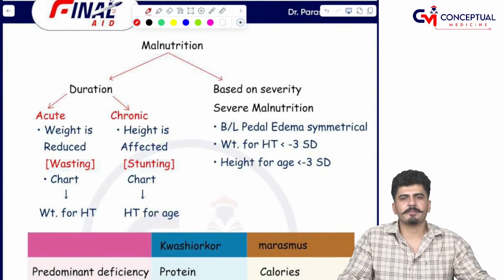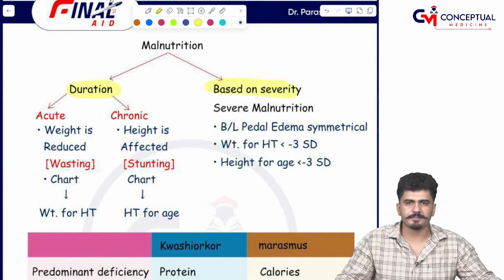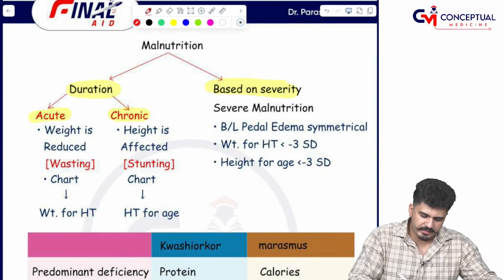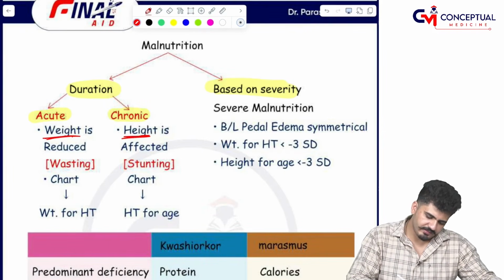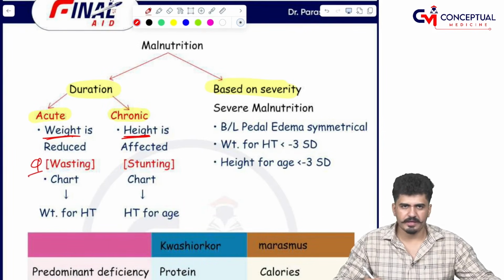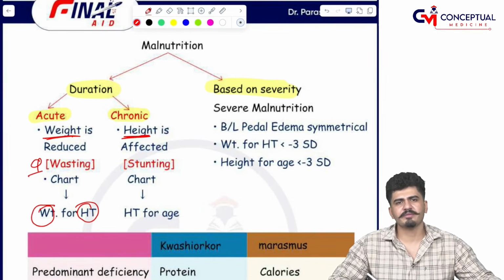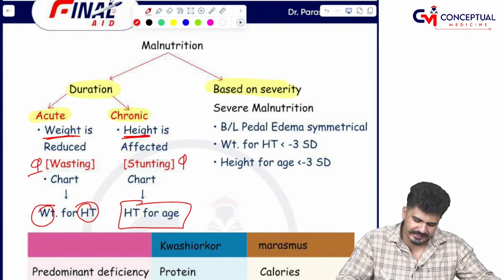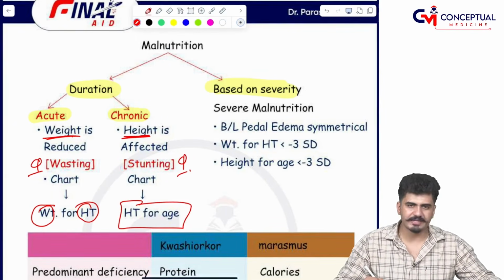Now malnutrition. Malnutrition, sir, is based on duration and severity. In duration, there is acute and chronic. In acute, the weight is reduced; in chronic, height is affected. When the weight is affected, it is called wasting. How to check wasting? Weight for height. When height is affected, that is called stunting. That is height for age. Wasting is W for W, that is weight for height.